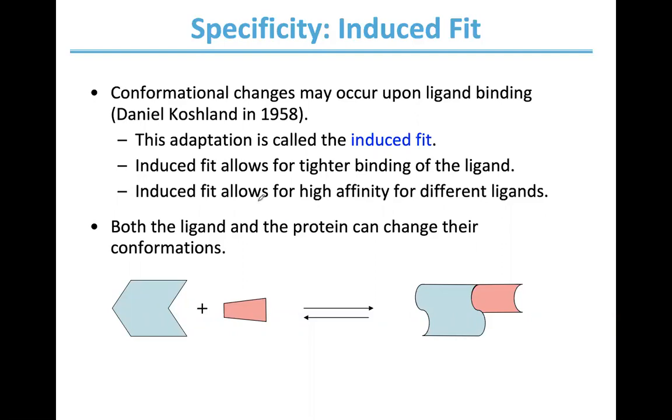And so basically, you can see here, both the ligand and the protein can change shape, right? So these come together, but once they are bound, the energy of the binding compensates the energy which is required for these two to change their orientation, right?